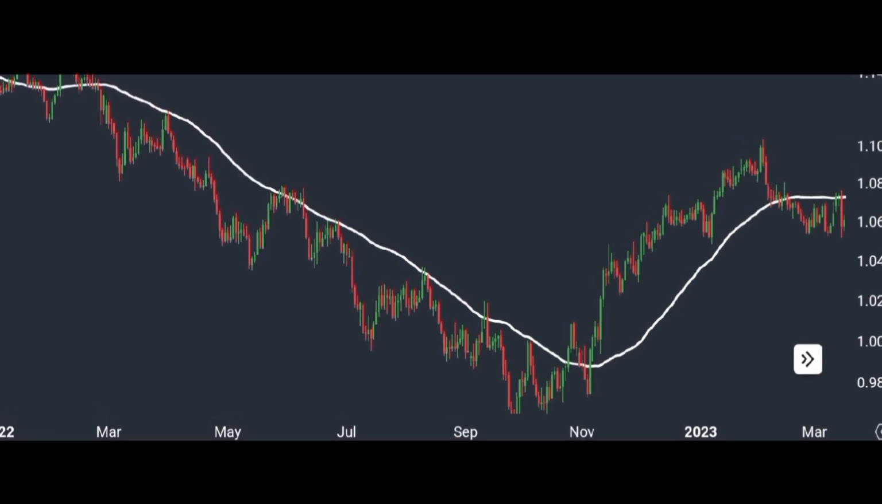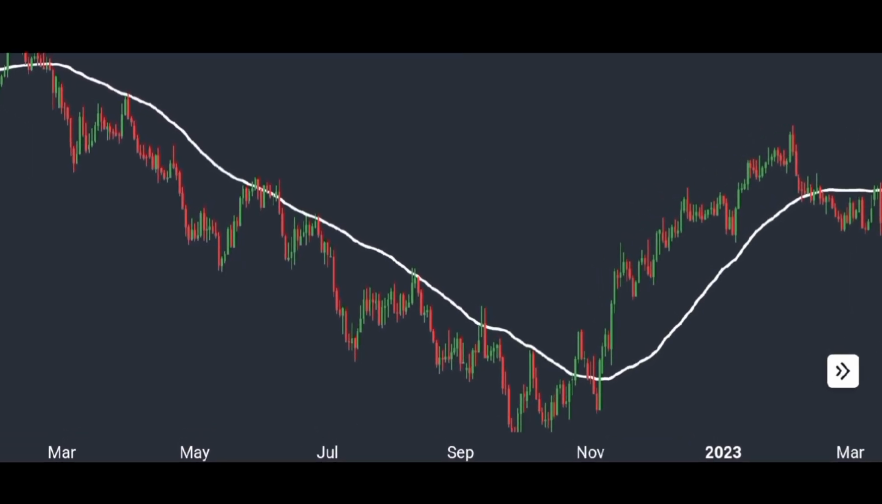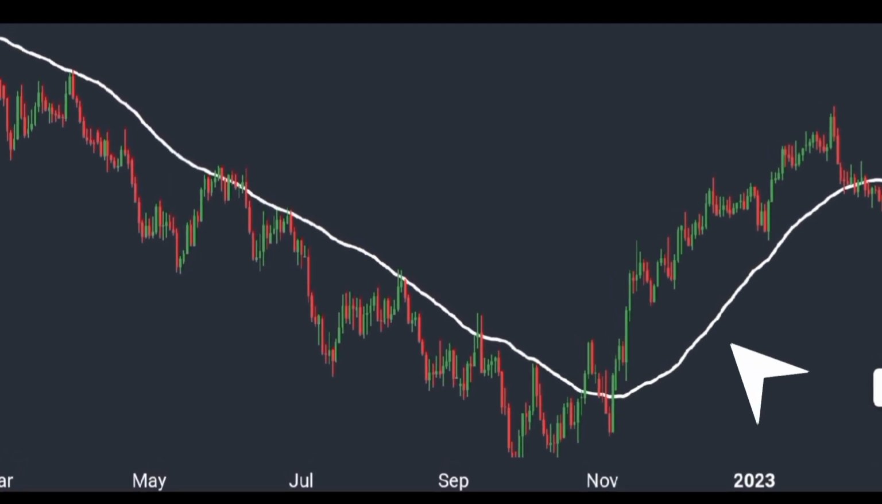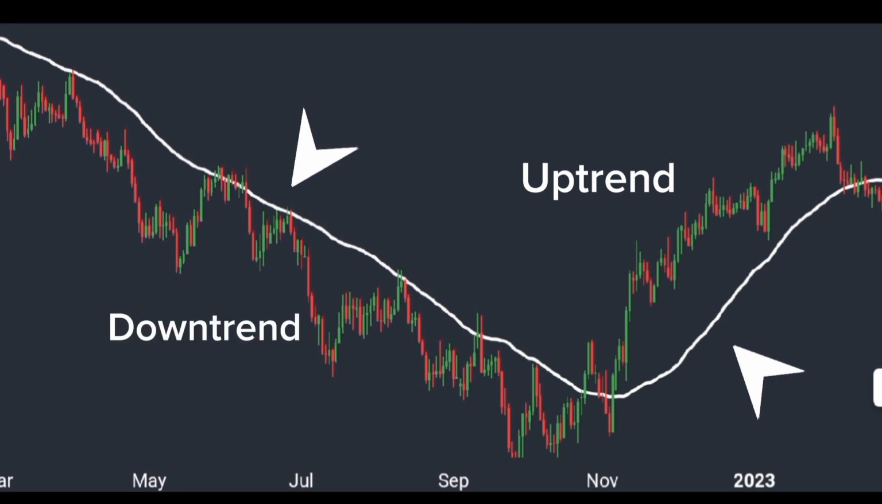A moving average is a smooth representation of price action over a specified period. When prices are above the moving average, it indicates an uptrend. When below, it indicates a downtrend.